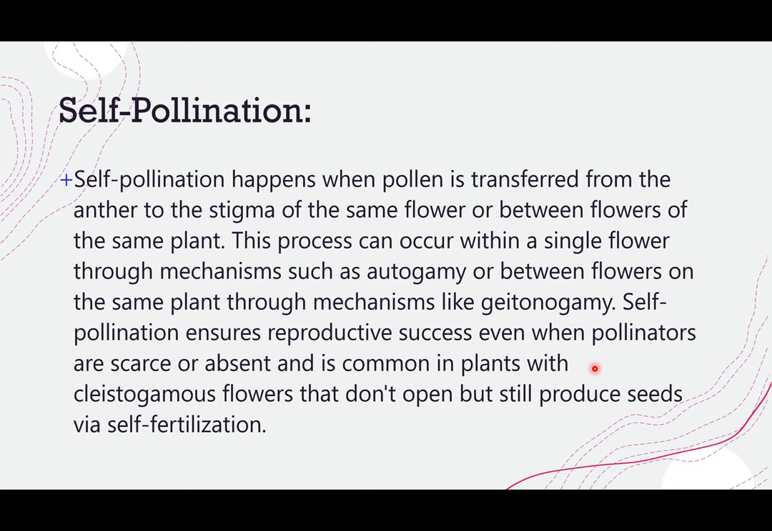So self-pollination ensures reproductive success even when pollinators are scarce or absent. So it is common in plants with cleistogamous flowers. What is cleistogamy? I want you guys to know what cleistogamy is. What is it?